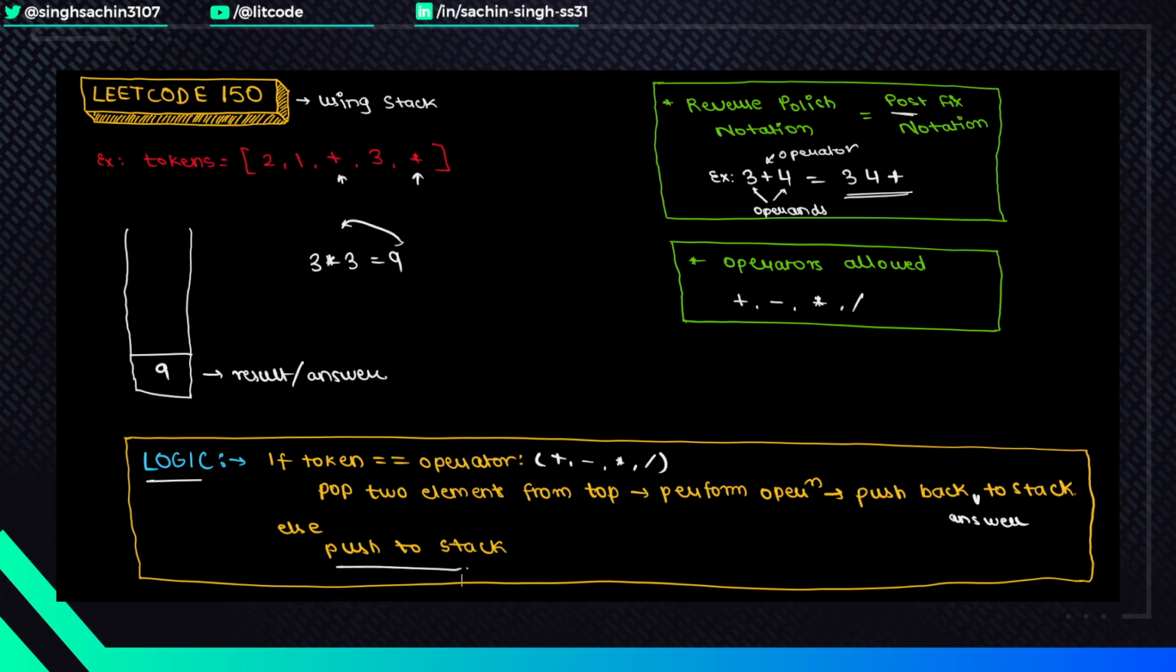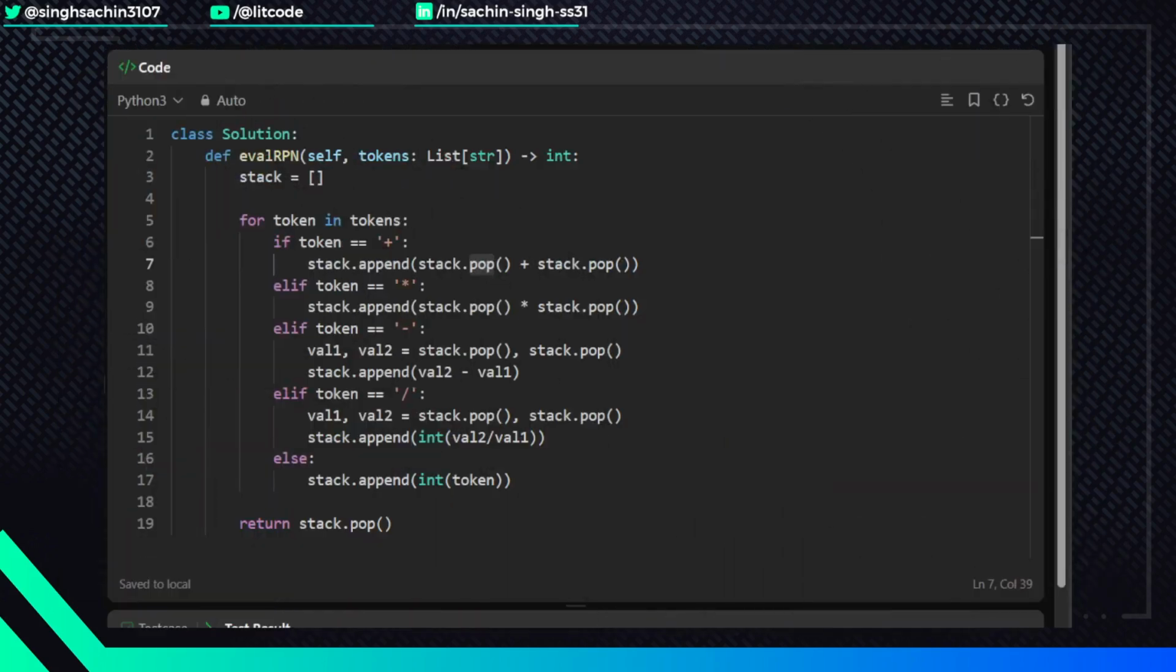So let's check out the code for the same. This is the code for the same problem. What we are doing is, we have defined an empty stack, and we have started iterating over tokens. If the token is plus, multiply, subtraction or divide, we are taking two elements out from the stack, we are performing the operation, and we are appending it back in the stack.